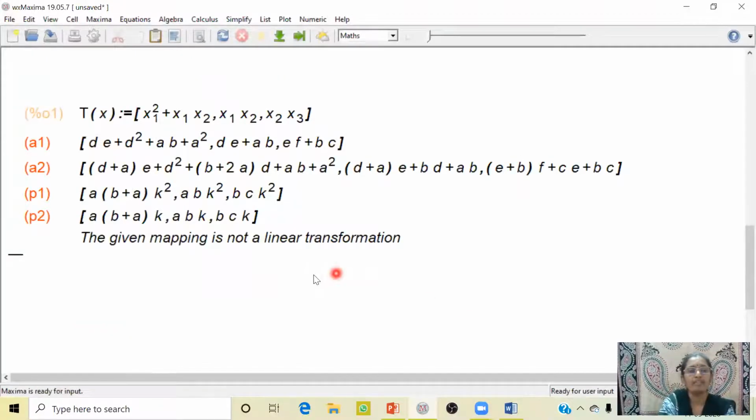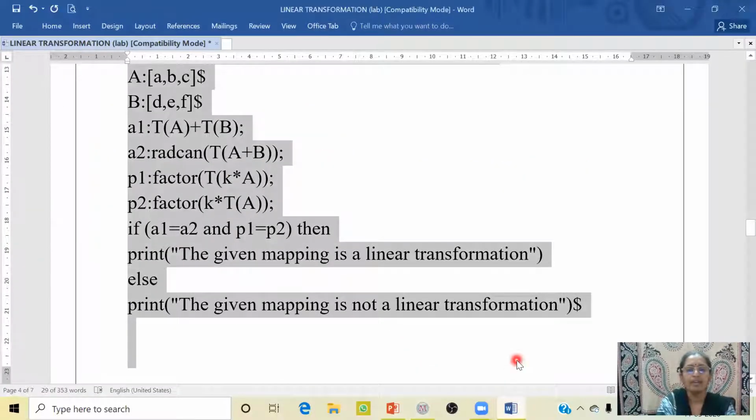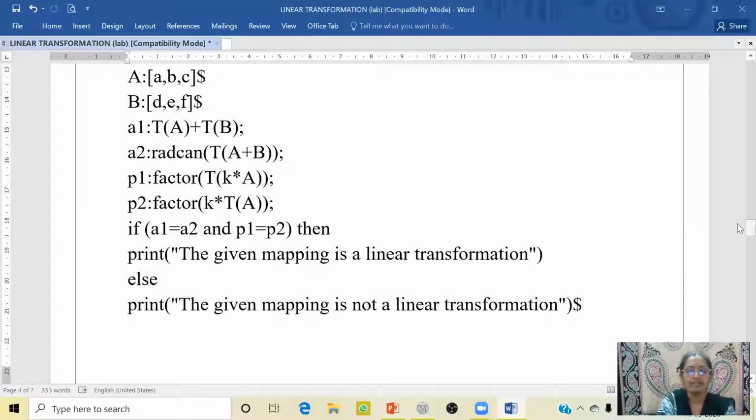So the output is a1 and a2. When you compare a1 and a2, you can see that in a2 we have more terms than a1. Therefore, a1 is not equal to a2. And in P1 and P2, you can see that P1 contains terms containing k square, whereas in P2, you don't have terms containing k square. Therefore, the given mapping is not a linear transformation. Now, let us go back to the Word and look into the next example.